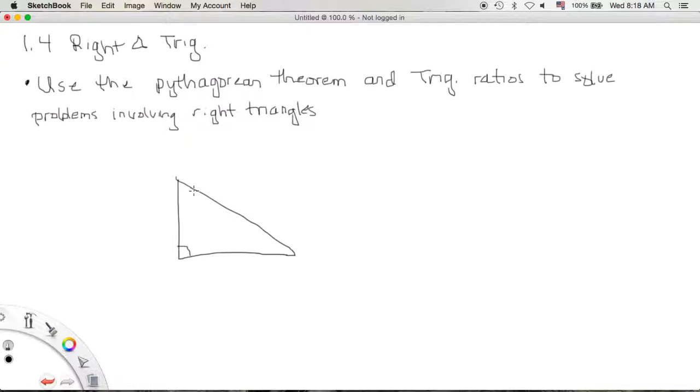If we have two pieces of information, two of the side lengths, or two of the angles, or one of the side lengths and one of the angles, other than just that we know this is a 90-degree angle, then we can solve the whole rest of the triangle using our Pythagorean theorem and our trig ratios. So let's work on that and see if we can get that down.